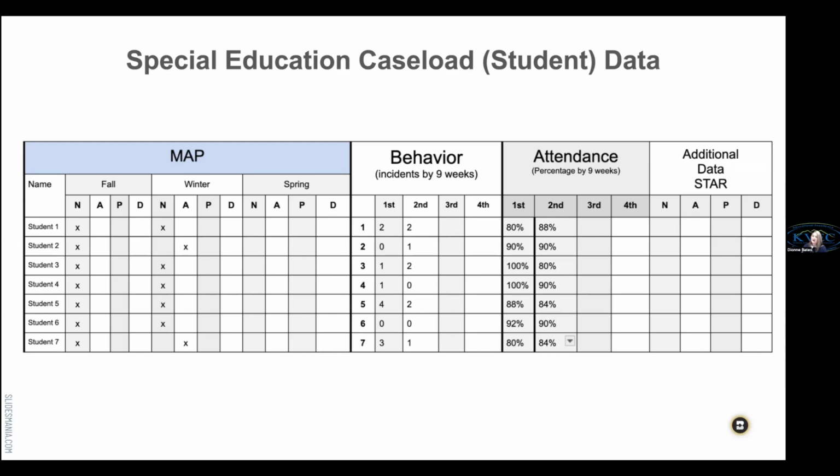Let me just reframe that question. I'm noticing that on the fall benchmark, they were all novice. We moved to winter. There were many of them that were still novice, but 2 of them had moved to apprentice. We've been working on behavior. They were working on attendance. But what are we seeing there? Are we seeing this pattern of novice performance or novice and apprentice performance? Is that what we're continuing to see? Would you agree with that?